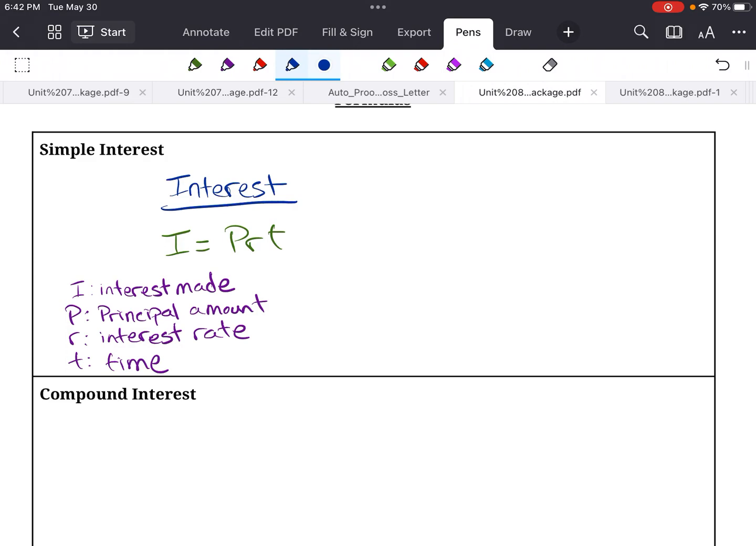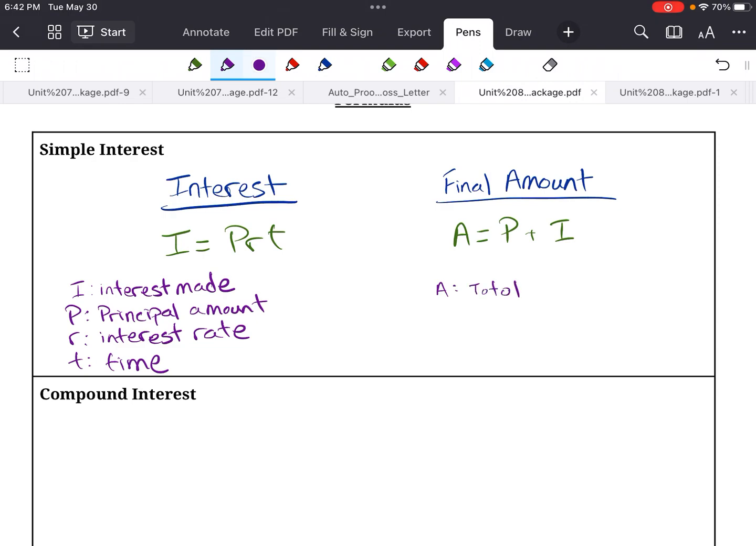Okay, the other formula that we could be looking at is if you want the total amount of money that will be in the account after interest is made, so the final amount, or total amount. And that formula is just A equals your principal plus the total amount of interest made. Okay, so A is the total amount of money.